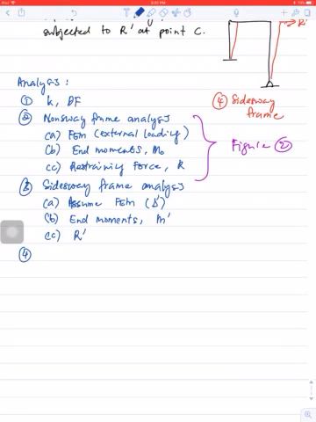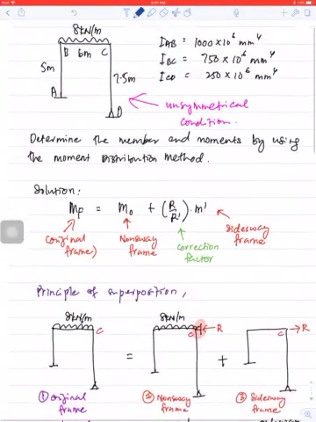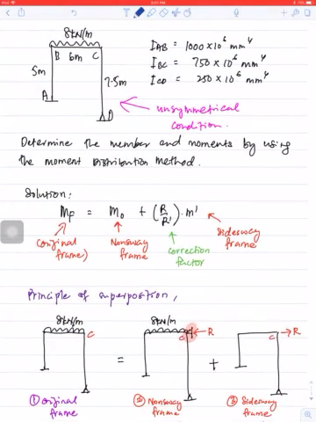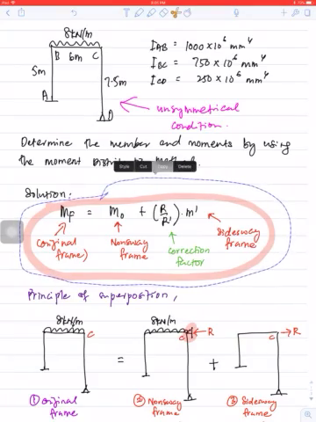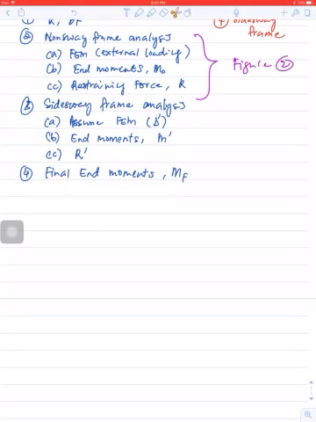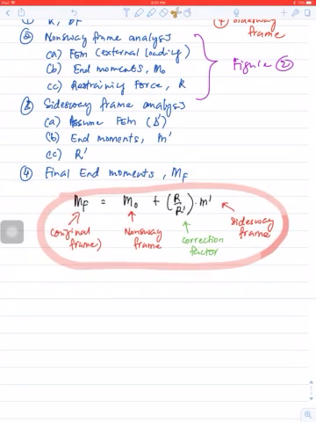So stage number 4, we will calculate the final end moments, MF, by using this formula. We will continue this analysis in the next lecture.